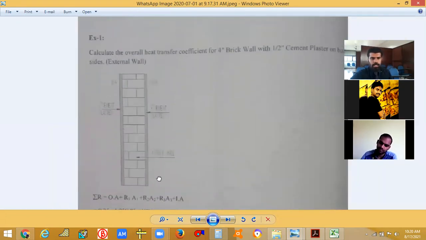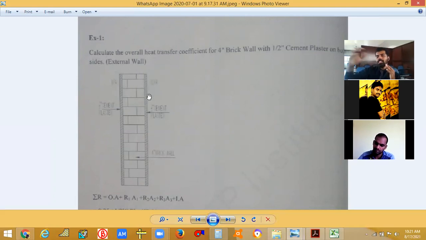The same formula. Sigma R equal to OA, means outside air, plus R1A1, which means the resistance of the first material into area or the thickness of the first material, plus. So totally how many materials are here? There are 3 materials, right? Which is half-inch cement plaster, 4-inch brick wall, and again half-inch cement plaster. So 3 materials are there. And not only that, you have to add outside air plus inside air also. Okay. So whichever question, you have to add this. Both are mandatory. Outside air plus inside air, you have to add it.